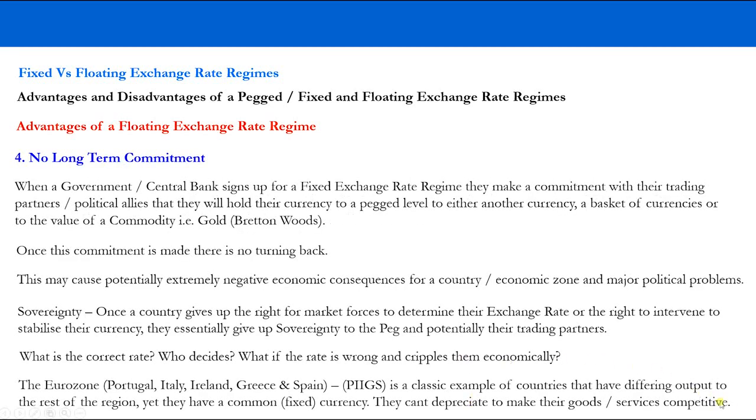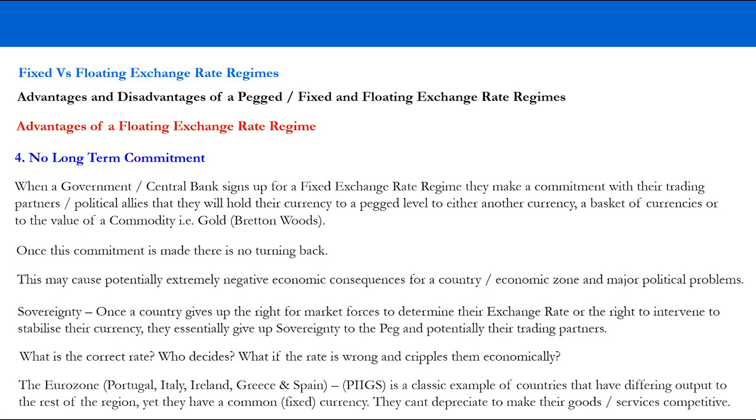The next advantage is basically one in terms of commitment. So when a government or central bank signs up to a fixed exchange rate system, what's happening is they're making a commitment to their trading partners or political allies that they're, no matter what, going to hold their currency to a peg level versus another currency or a basket of currencies, or even to the value of a commodity, so like the Bretton Woods system.